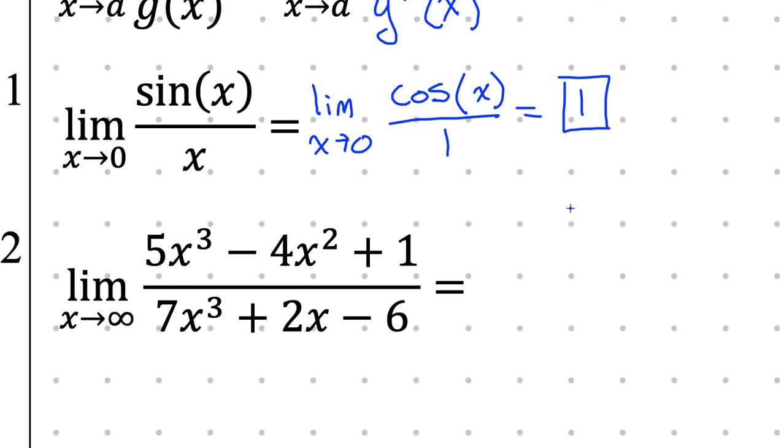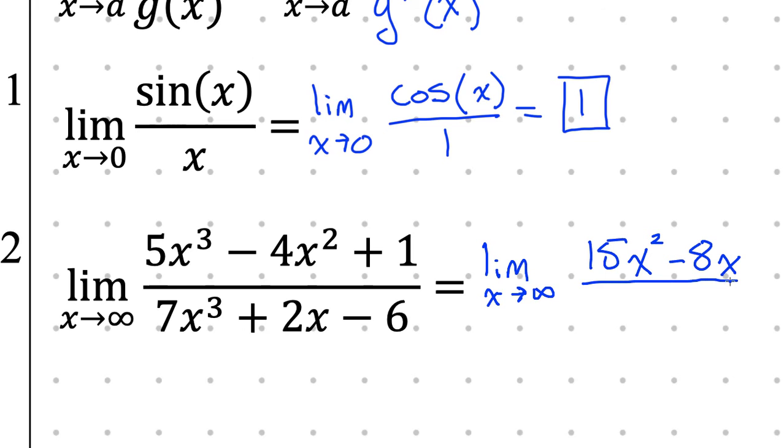Let's see. Let's take the first derivative. Someone take the derivative of the top. Help me out. Quiet raised hand. Derivative of the top. Geo, go. 15x squared minus 8x. Perfect. This is still the limit as x approaches infinity. And derivative of the bottom.